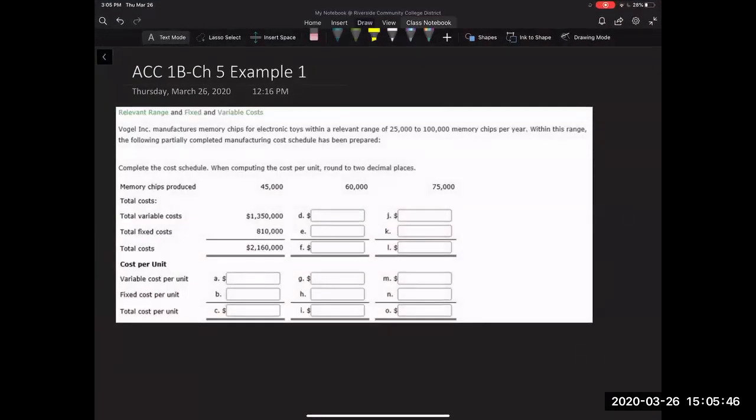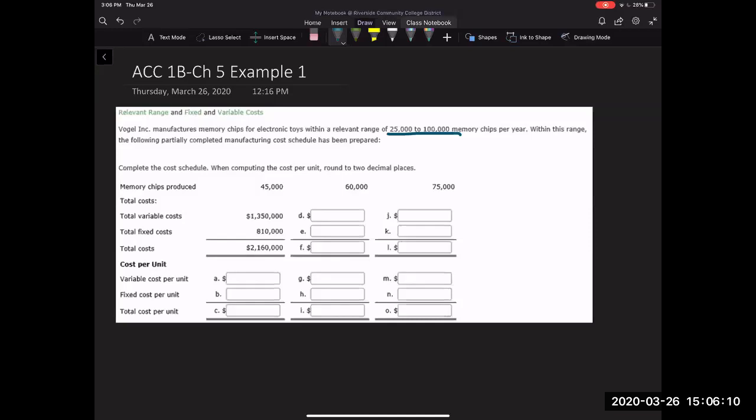All right, so here we are. It says we have this manufacturing company. They manufacture chips for electronic toys within the relevant range between 25,000 and 100,000. So that's what we are in the market to understand cost about. Within the range, they're saying here's our partially completed cost schedule.